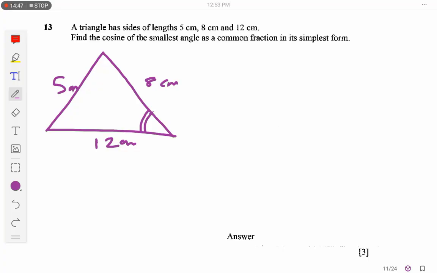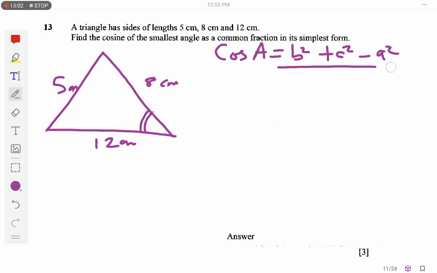Basically, that's number 1. Number 2, how do I find it? We are going to use the cosine rule, which says cos A is equal to B squared plus C squared minus A squared, over 2BC, like that.